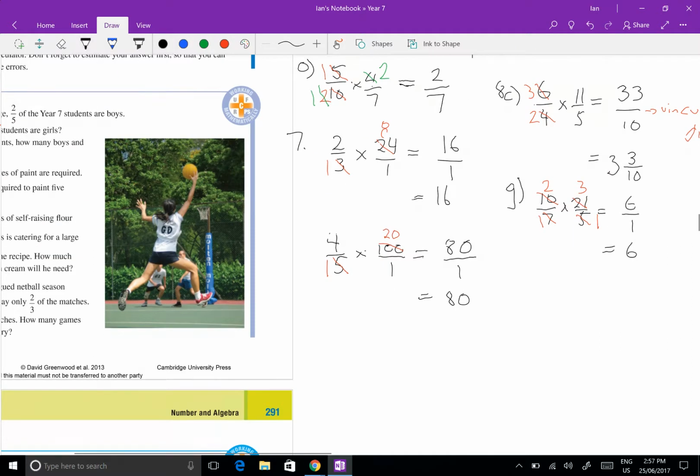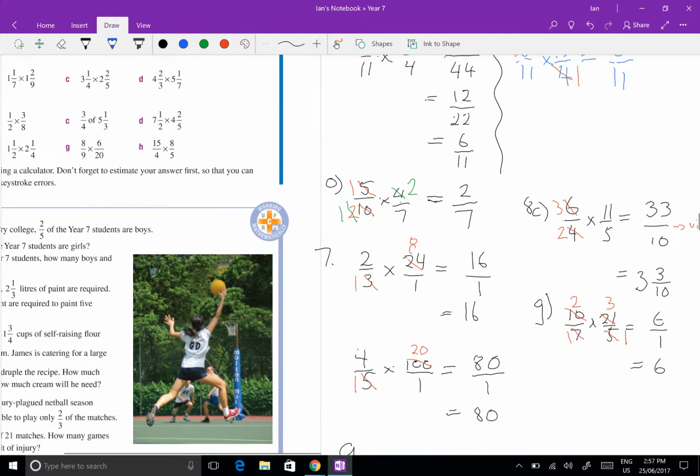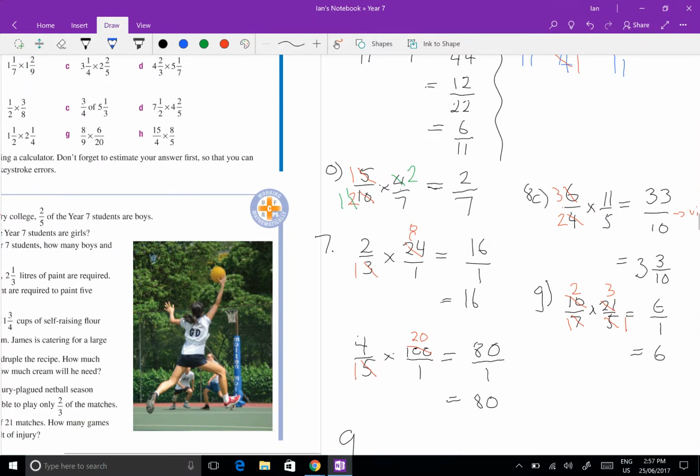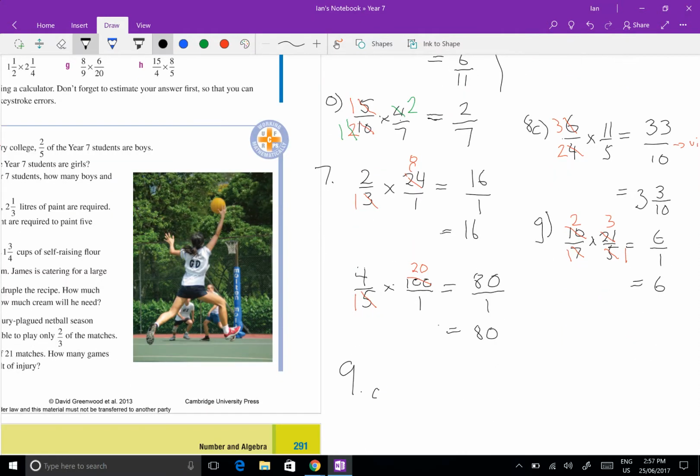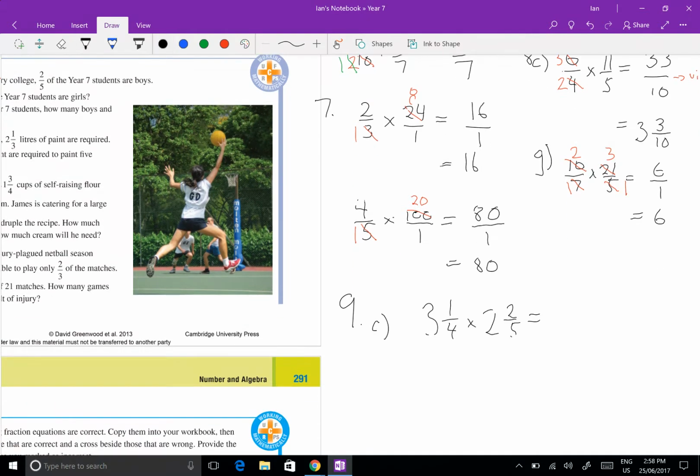I'm actually going to give myself a bit of space here for 9, because it requires a little bit of work. Now I've got 3 1/4 times 2 2/5. Now it's a good idea to know that that's 3 and a bit times 2 and a bit. 3 times 2 is 6. So it'll be 6 something, maybe 7, to have an idea in your head about what the answer is going to be.